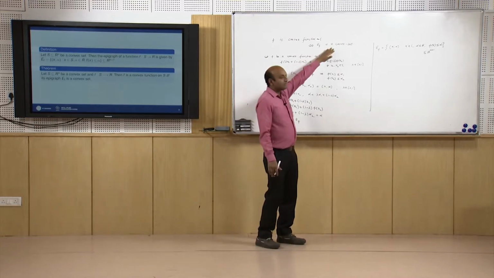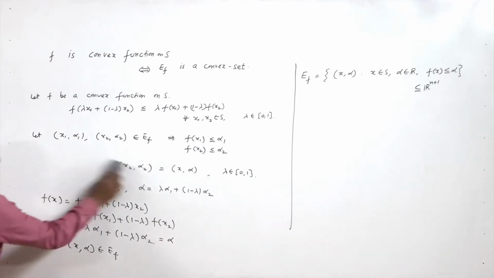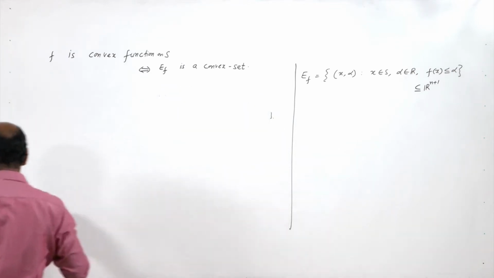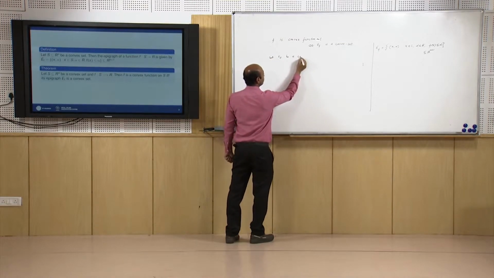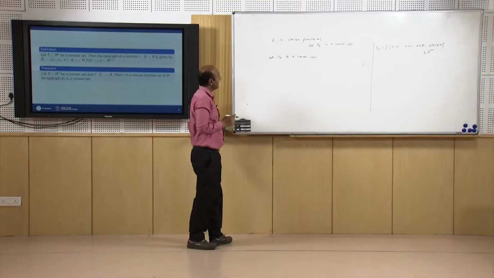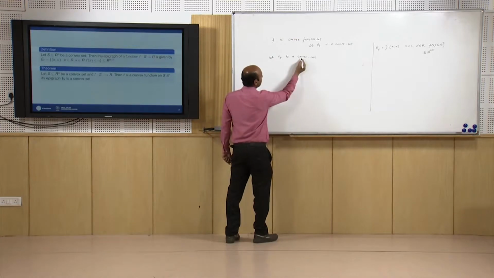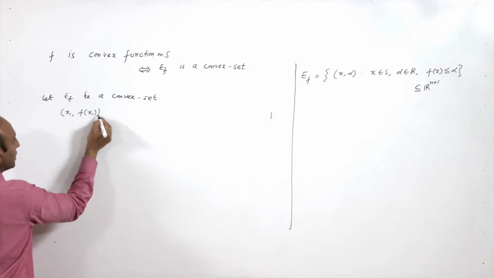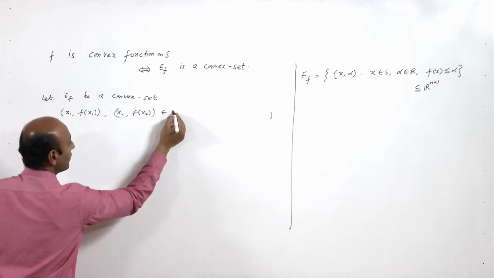We will take that the epigraph is a convex set and we will try to obtain that the function f is a convex function. Now, let us see. So, for the converse part, let the epigraph of the function f be a convex set. Now, we have to show that the function is a convex function. So, if its epigraph is a convex set, take two arbitrary points (x1, f(x1)) and (x2, f(x2)), which will definitely belong to the epigraph of f.